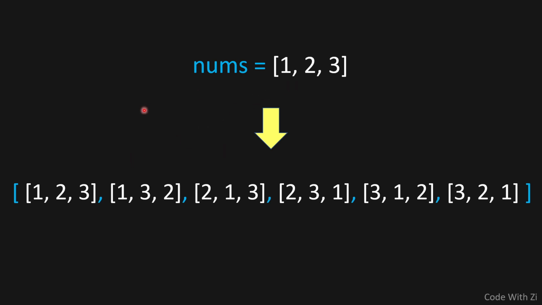Again, this is the same thing. 1, 2, 3, and then 1, 3, 2, and then 2, 1, 3, 2, 3, 1, and so on and so forth. This is going to be all of the permutations. Don't worry about anything because I literally visualize how we actually get to this answer.